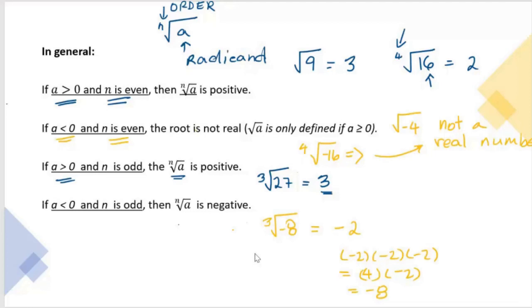Anytime I'm multiplying a negative number by itself an even number of times, I end up with a positive number. But if I multiply it by itself an odd number of times, I end up with a negative number.